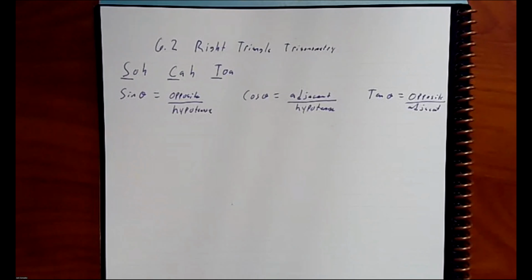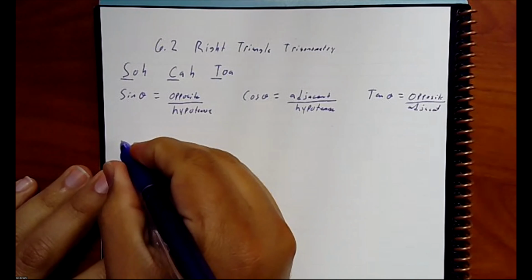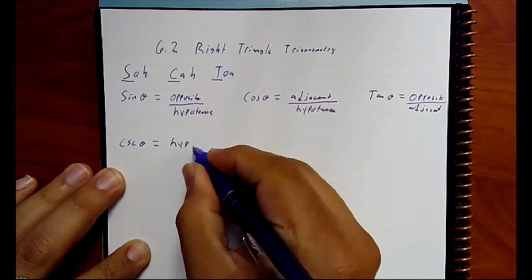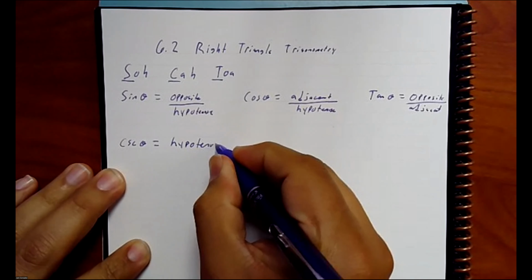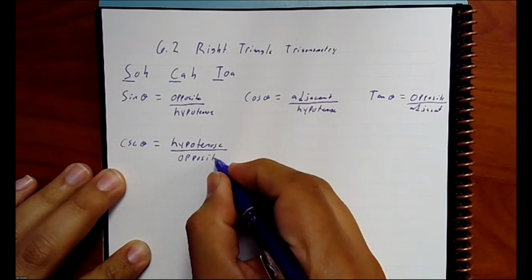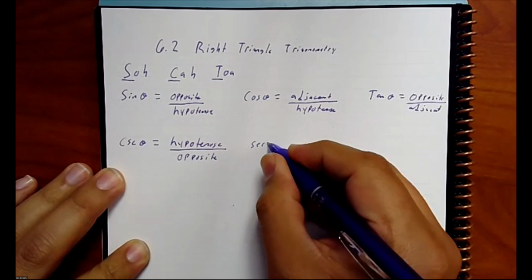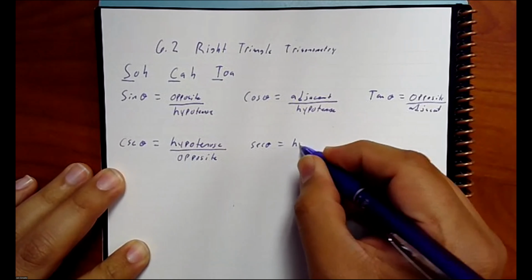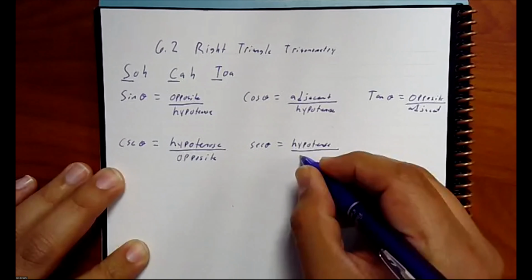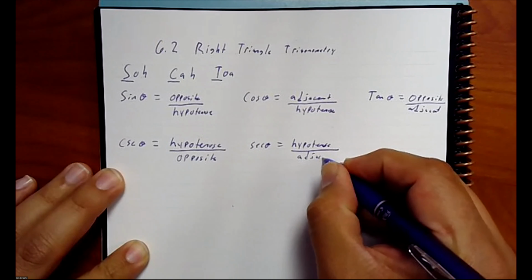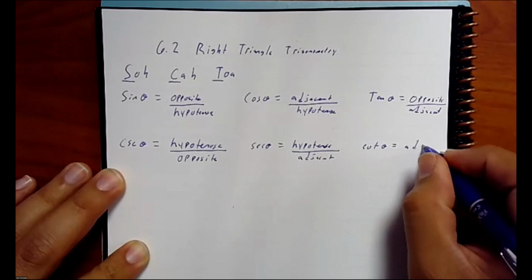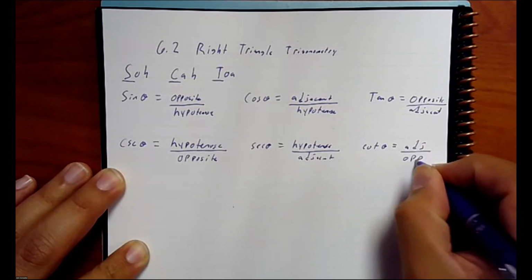Now the reciprocals of sine would be cosecant. Cosecant of theta is equal to hypotenuse over opposite. Secant of theta is equal to hypotenuse over adjacent. Cotangent is equal to adjacent over opposite.